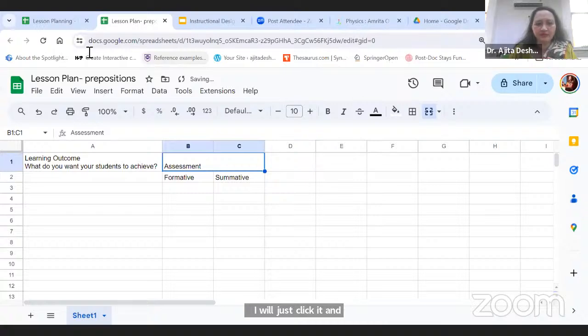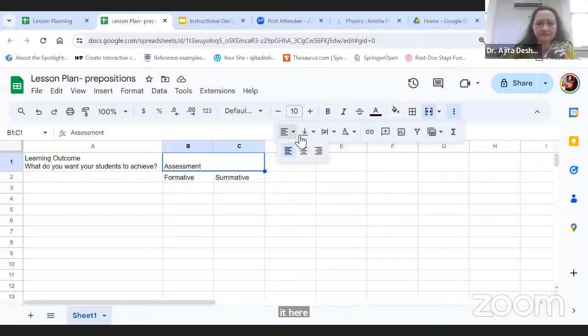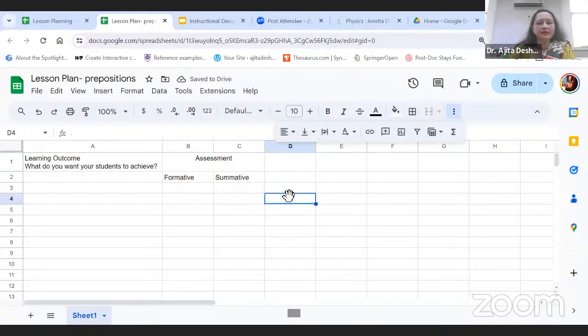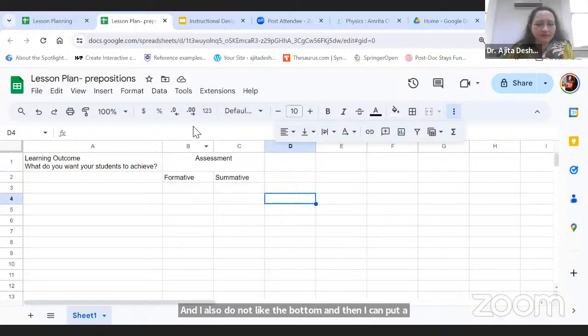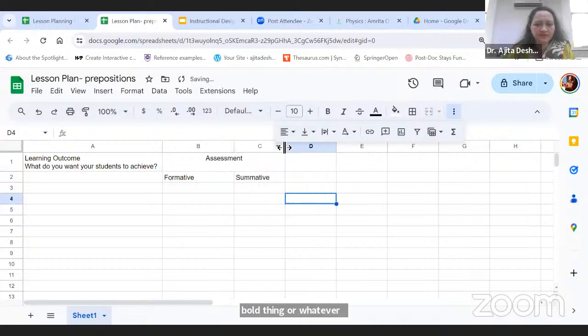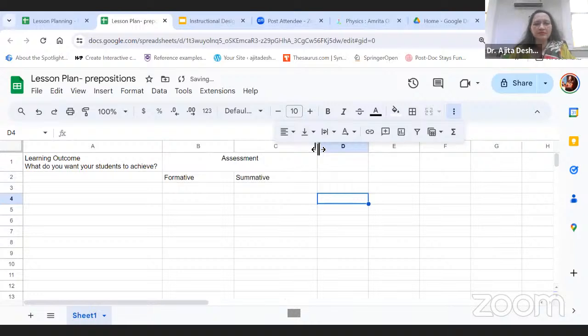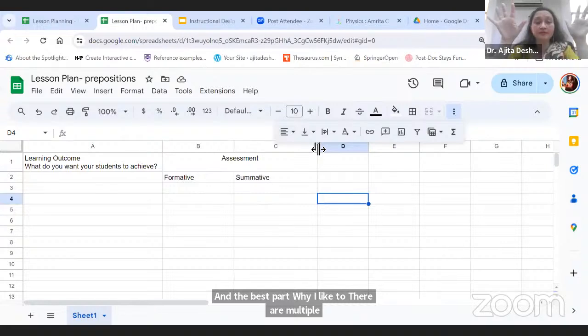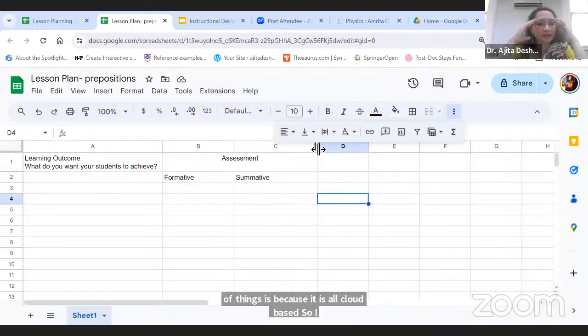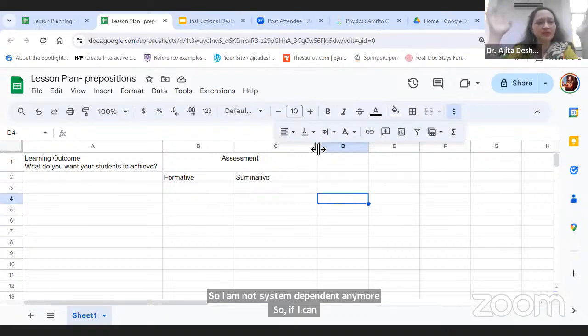And then I'll keep it here and I will just center it. I also don't like the bottom thing. And then I can put a bold thing or whatever. You can change this. And the best part why I like to use Google Sheets is because it's all cloud-based. So I am not system dependent anymore. I can access things from any system, anywhere, anytime.